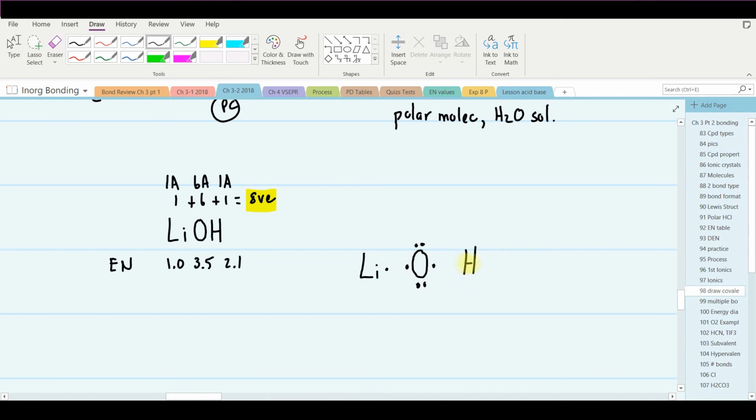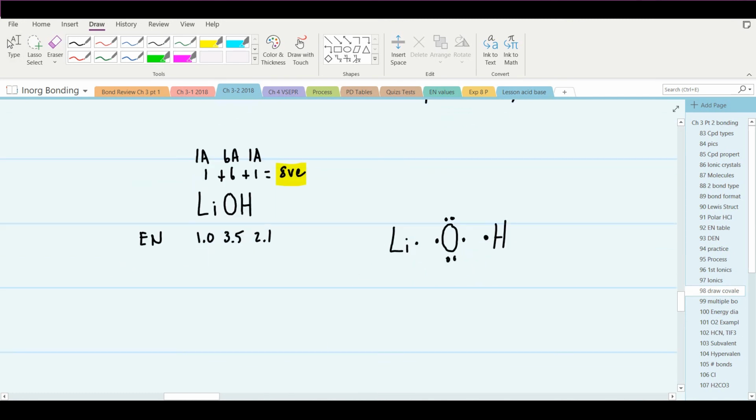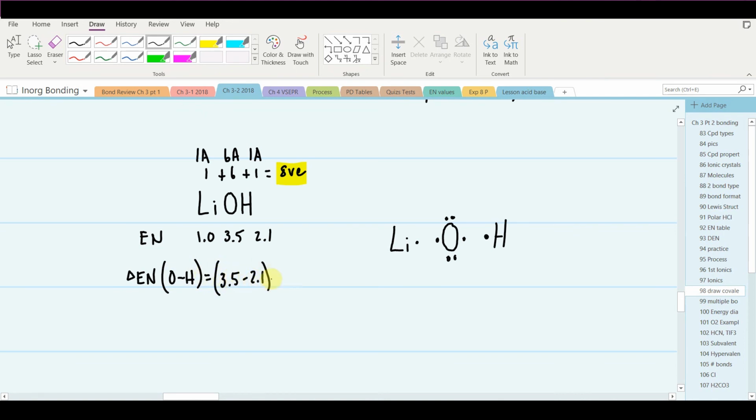What kind of bonds are these? Difference in electronegativity. We've already calculated the oxygen to hydrogen bond, I believe. Let's, in case we haven't, it's 3.5 minus 2.1 is 1.4, which is polar covalent. Those are going to share electrons, like in water molecule. What about the lithium to oxygen bond? What is that? Delta EN for an oxygen to lithium bond is equal to 3.5 minus 1.0 is 2.5.